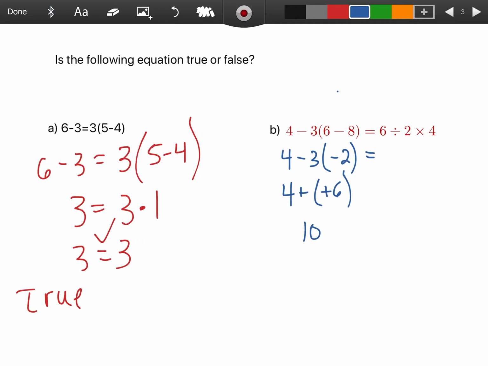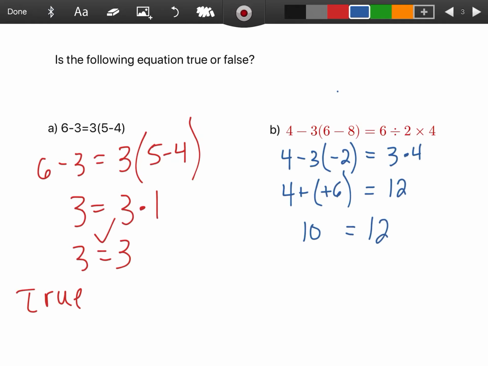Let's see now with the right side. 6 divided by 2 times 4. So remember multiplication and division, we just go left to right if that's all we have. So 6 divided by 2 is 3. So then we have 3 times 4. And 3 times 4 is equal to 12.